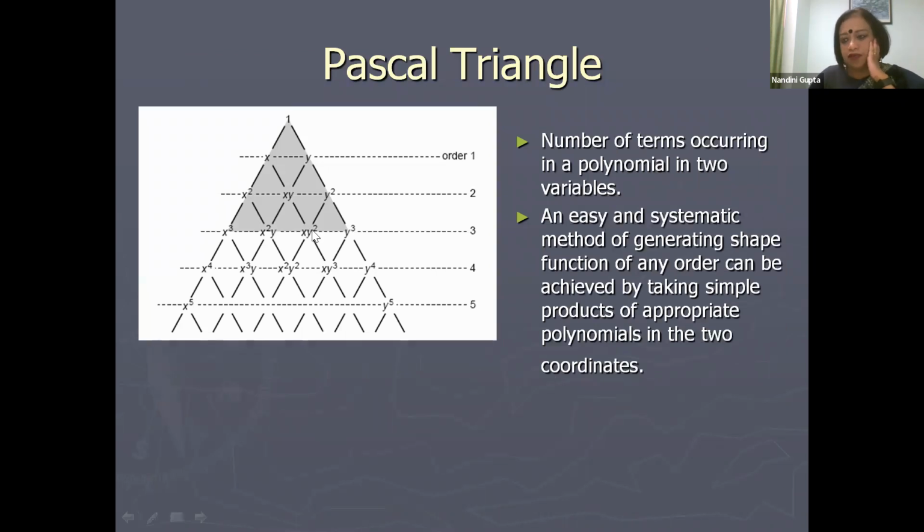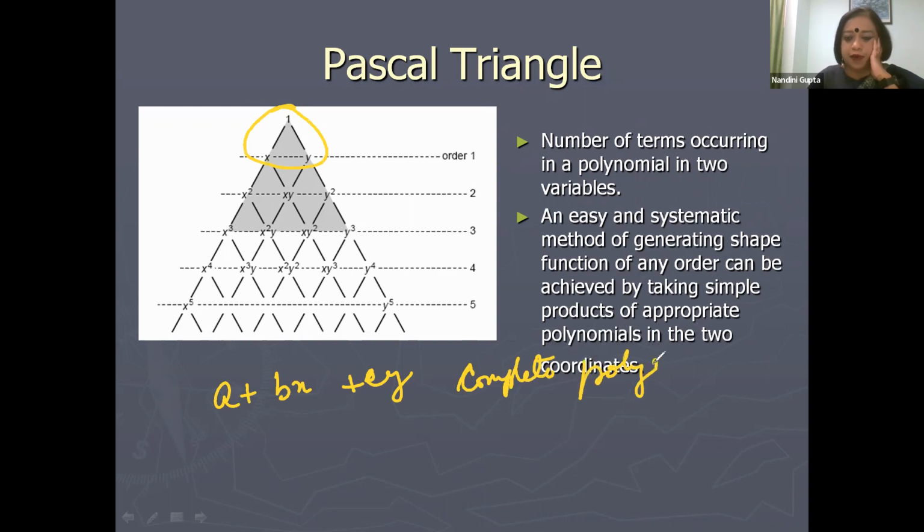This is your Pascal triangle. What does the Pascal triangle do? The Pascal triangle tells me what are the terms that must be there. So the first order, you have these 3 terms, right? This is a complete polynomial. But what do I mean by a complete polynomial? All the terms that are possible are included.